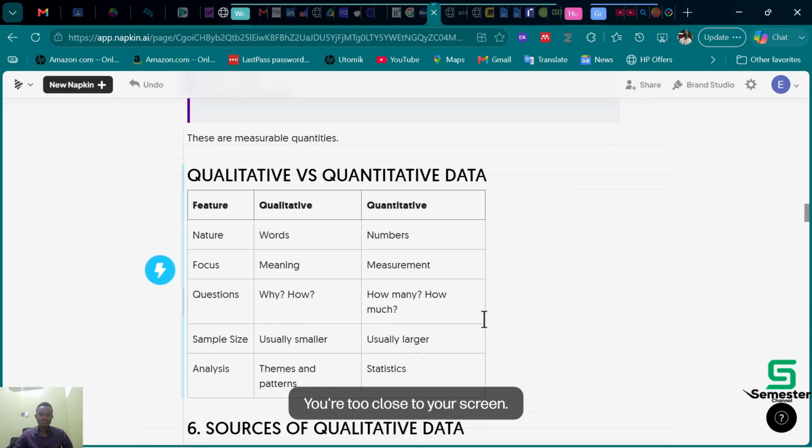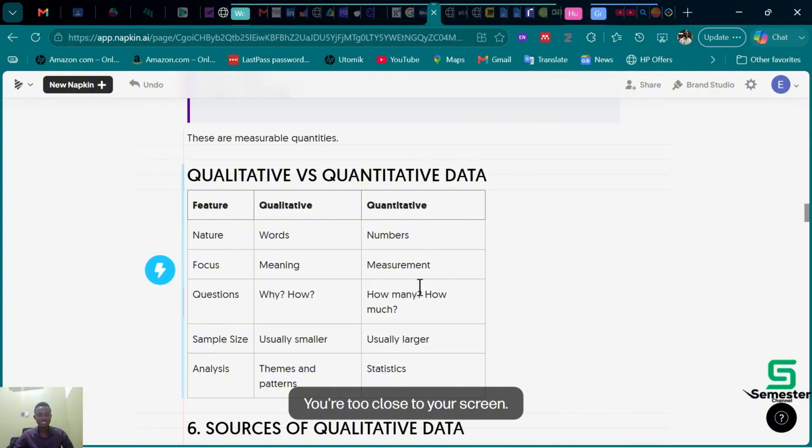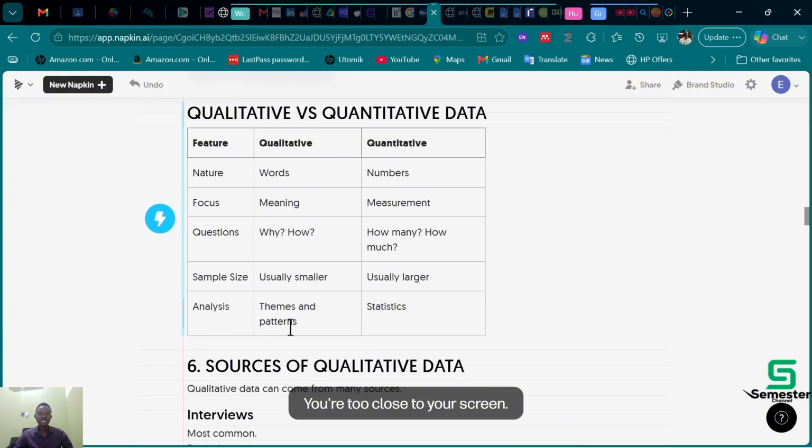Now, in order to not go much into this, just a table to help you understand the difference that exists. So by nature, qualitatives are words and quantitatives are numbers. Focus. For qualitative, we are looking at the meaning, but for quantitative, we are looking at measurement. For sample size, qualitative are usually smaller, but quantitative usually larger. All right, and then analysis, when it comes to qualitative, they are thematic based or pattern based, but for quantitative, we are looking at statistics, and then we use that to draw our conclusions.